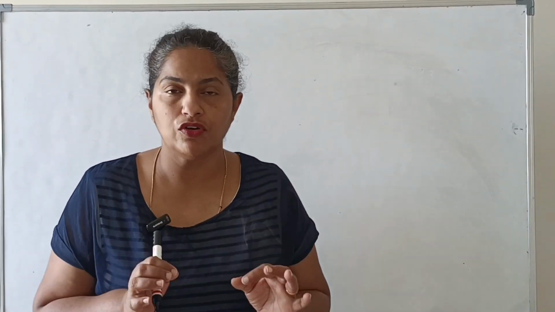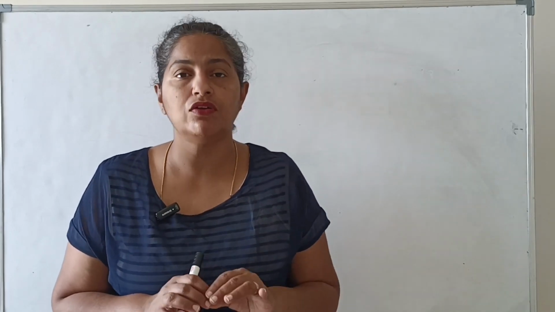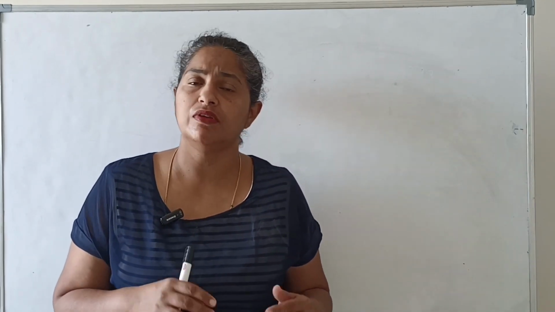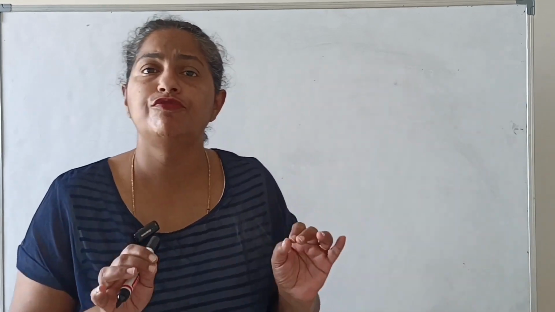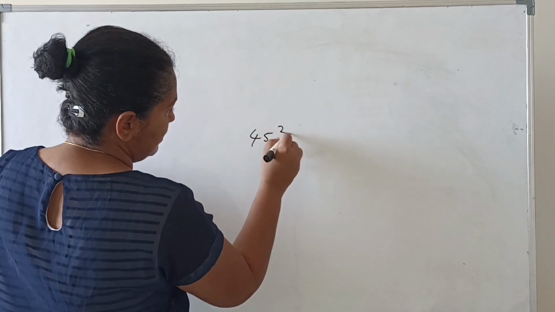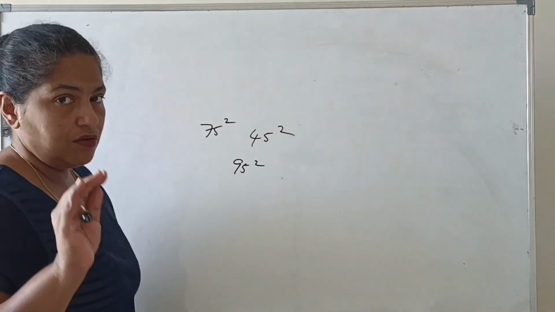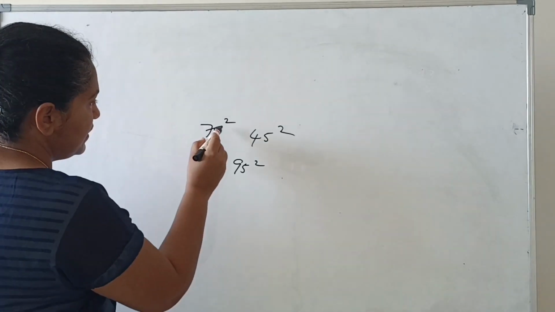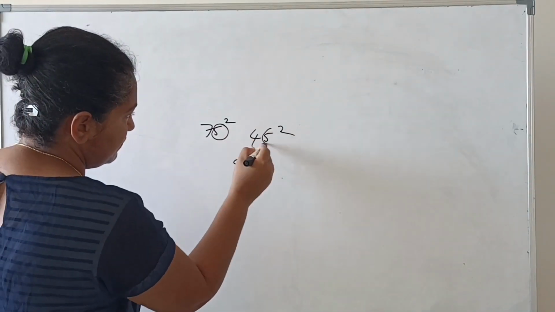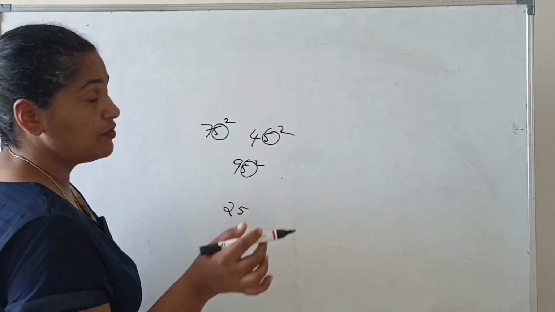Now we are going to talk about numbers which are ending with a 5 and which are 2-digit numbers. We are not talking about 3-digit or 4-digit numbers, only about 2-digit numbers. If you need to find the square of such numbers, for example 45 square or 95 square, 75 square, what you need to do is write the square of the last digit. In all these cases, the square of the last digit is 25.